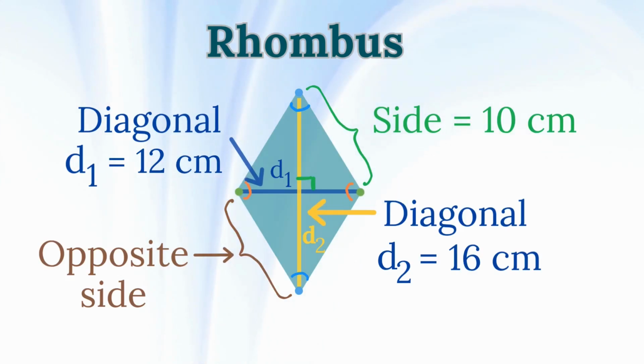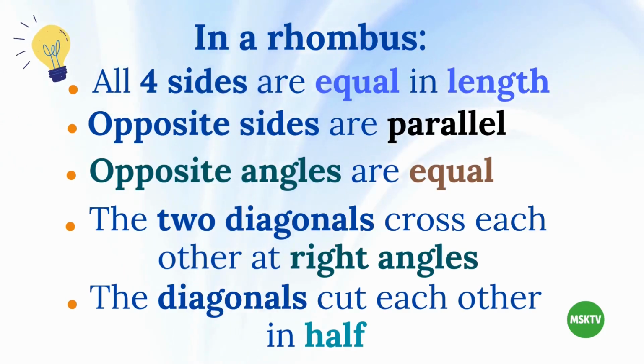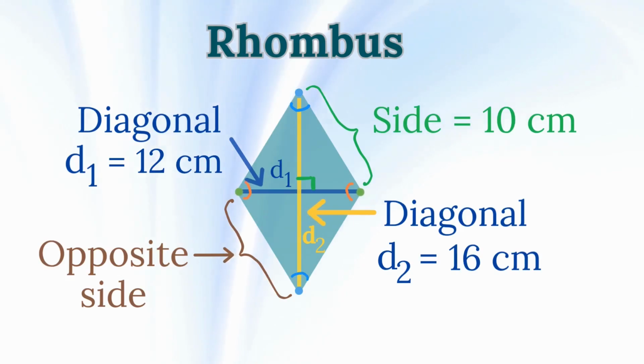What is it? A rhombus is a two-dimensional shape with 4 equal sides. It's a type of quadrilateral, and it looks like a slanted square. In a rhombus, all 4 sides are equal in length. Opposite sides are parallel. Opposite angles are equal. And the 2 diagonals cross each other at right angles. That means they form 90-degree angles where they meet. Also, the diagonals cut each other in half. We say they bisect each other.